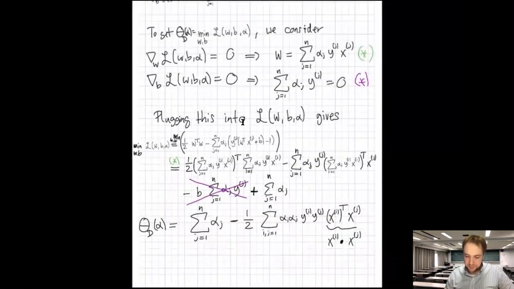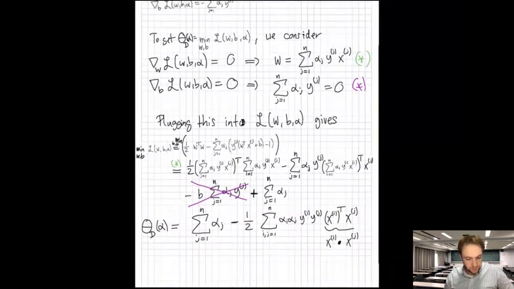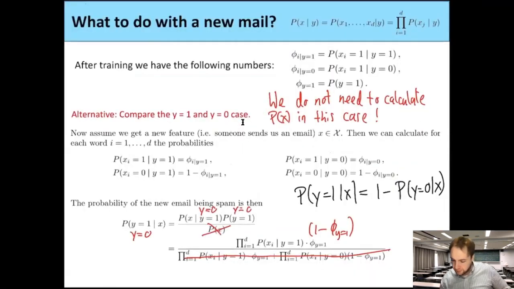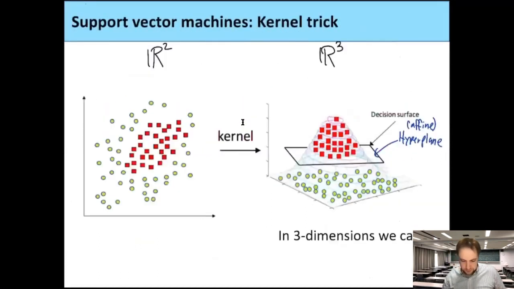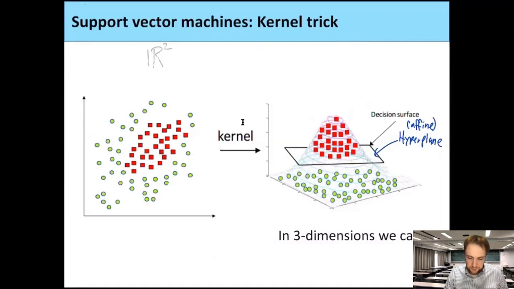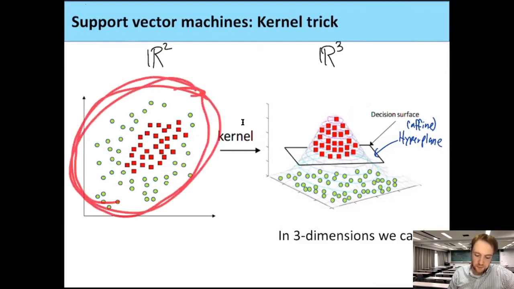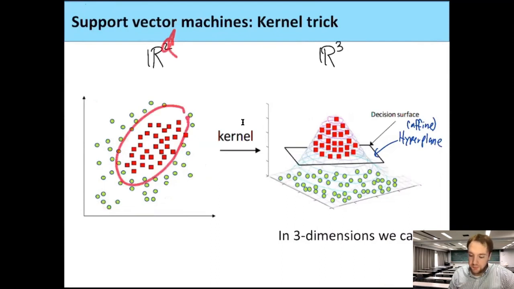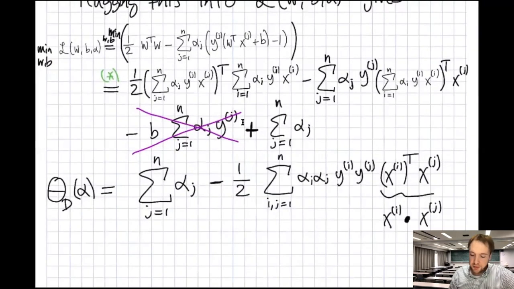So maybe to make this clear again, let me copy a slide from the last lecture, this one here, and put it here. So we start in this case with our feature vectors in R^d, but here we cannot separate them. But now we learned to separate in some dimensions, and we need to maximize this function. And this function will actually just depend on the dot product of our input vectors, but it will not really depend on the actual vector.